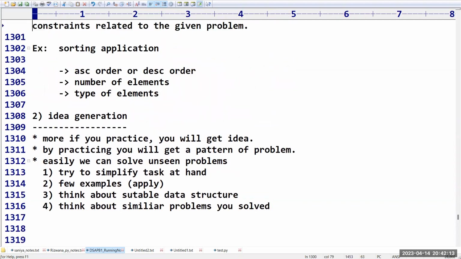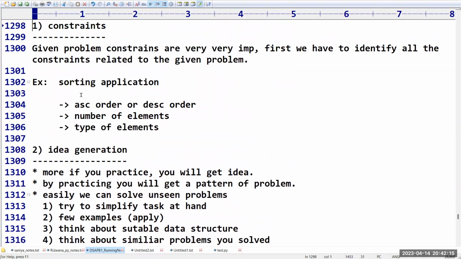So I think these two things, how to identify the constraints of the given problem and how you are going to get an idea to solve that problem, are the two theoretical approaches to solve any problem. It is very clear for you, I think so. Right? Can you please confirm? Up to this, do you have any doubts?